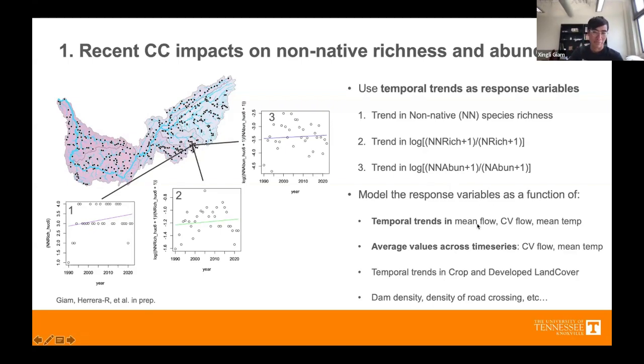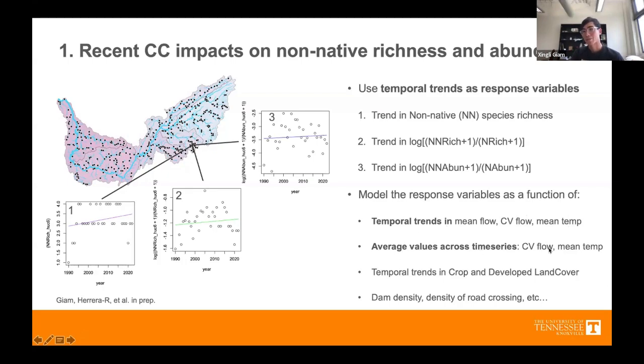In some cases they haven't, but in many cases they have. The seasonality of flow, CV means coefficient of variation, so it's a measure of seasonality while controlling for the mean. And then mean temp, so temperature has also changed. We're talking about the stream temperature from the machine learning model that we fit. For predictor variables, we also use average values across time series.